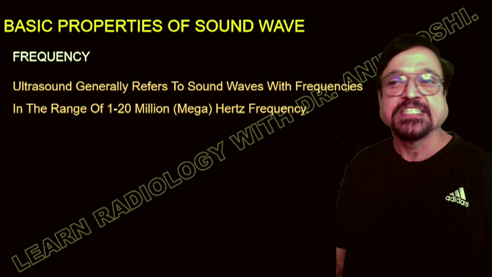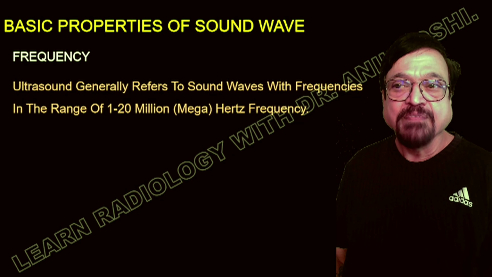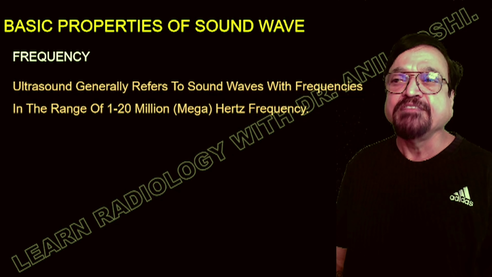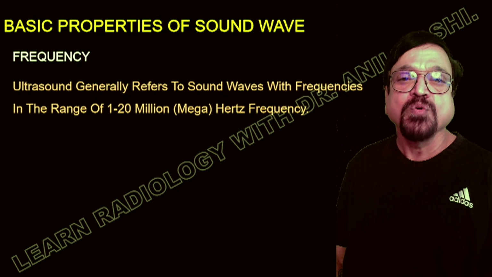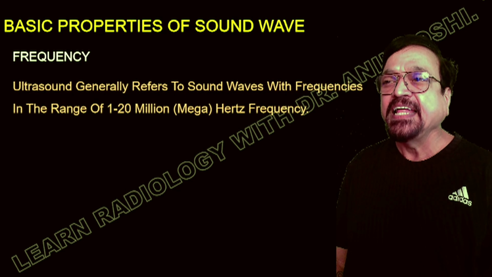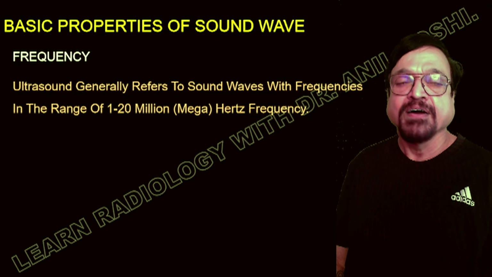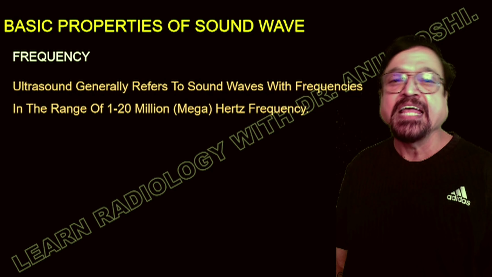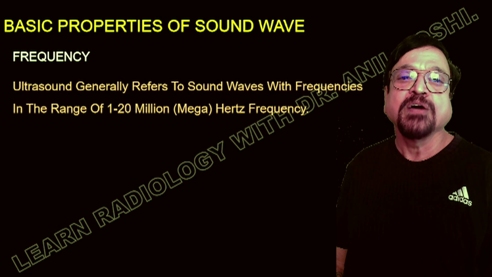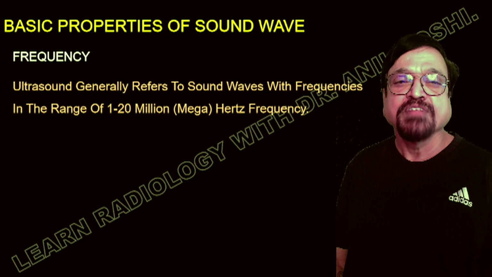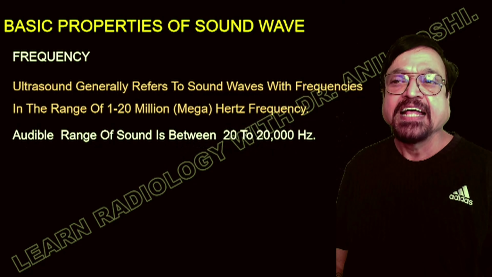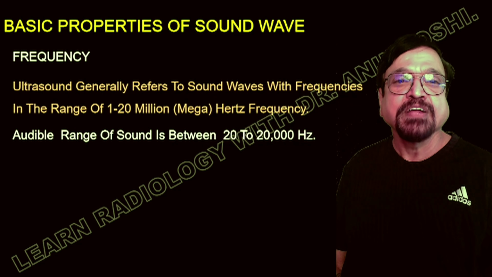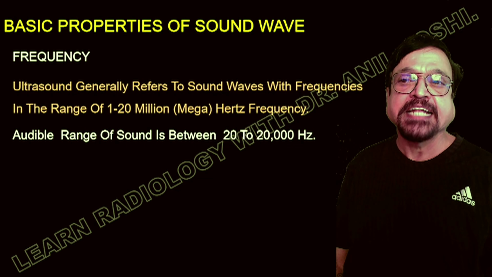Let's come to frequency. What is the frequency? Ultrasound generally refers to a sound wave with frequencies in the range of 1 to 20 million hertz, that is megahertz, which is the normal frequency we use in routine medical practice. So the frequency of ultrasound is 1 to 20 MHz, out of which, as the frequency is higher, we get superficial structures better and there is less penetration.